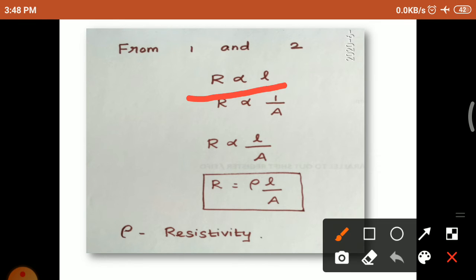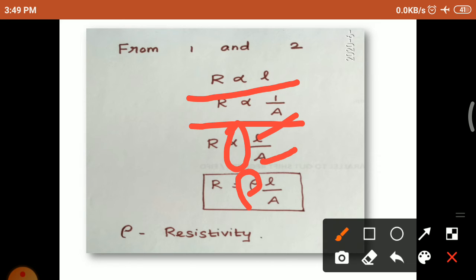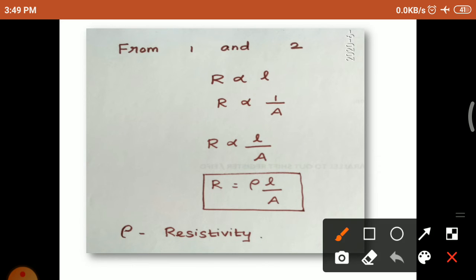So R is directly proportional to L, and R is inversely proportional to 1 by A. Here the left-hand sides are the same, so I have written R directly proportional to L and inversely proportional to A. Here I removed this proportionality constant. Instead of the proportionality constant, I add rho in the equation. This rho is called resistivity. Are you clear? This is equation number 1.